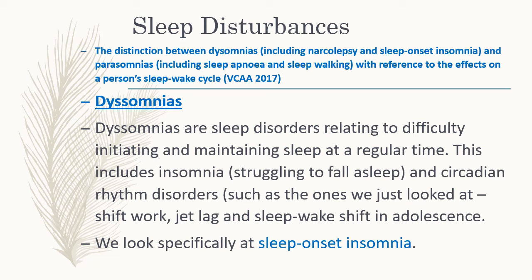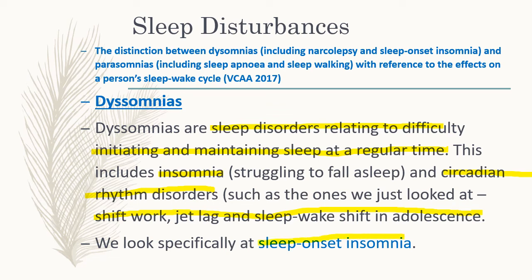Types of sleep disturbances. You've got dysomnias, which are sleep disorders relating to difficulty initiating and maintaining sleep at a regular time. This includes insomnia, and that's the one that we more often than not look at, as well as circadian rhythm phase disorders. So if they ask about sleep disturbances, you'll say circadian rhythm phase disorders and insomnia are dysomnias. And then we also look at shift work, jet lag, sleep-wake shift in adolescence.